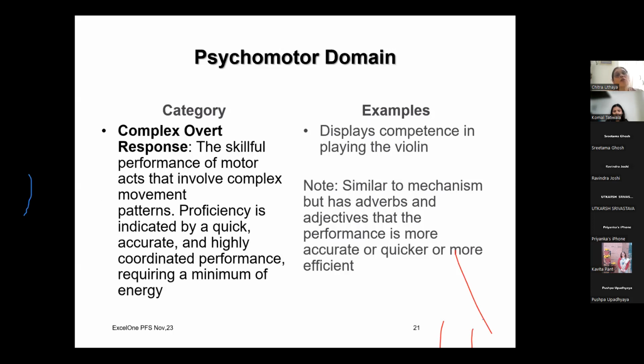Now, complex overt response is very similar to the previous one, very similar to mechanism, but here we will look at how accurate, how coordinated the performance is, etc. So how has the child actually become more proficient in the skill? Quicker, more accurate, more efficient. That is what we will look at.